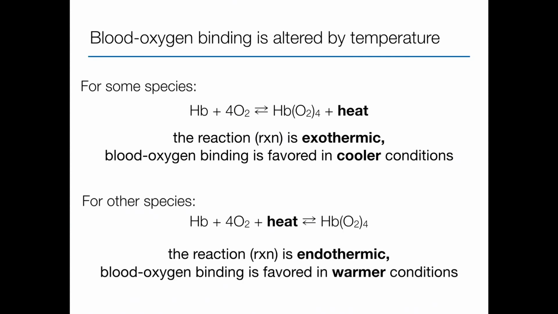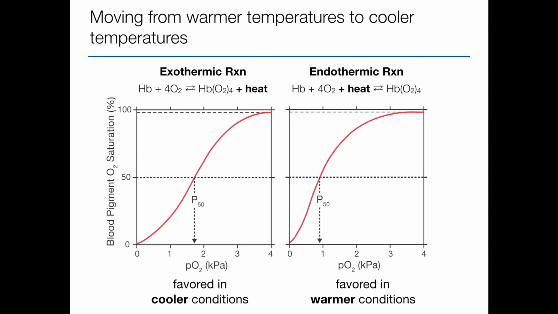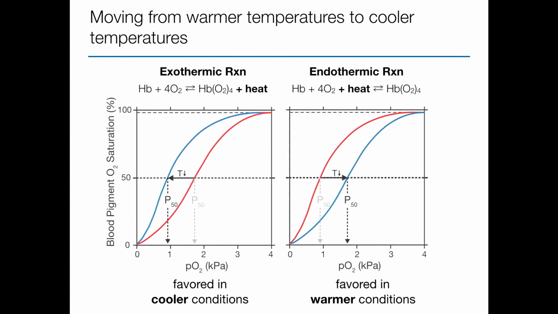For other species, the hemoglobin combines with oxygen, but heat needs to be absorbed as part of the process in order to bind oxygen with the hemoglobin. In this case, blood oxygen binding would be favored under warmer conditions. To show that in pictorial form, this is the animal in a warmer temperature, swimming to cooler temperatures, and there's a shift in the P50 as they move around. So as animals swim in the ocean, their hypoxia tolerances could be affected as they move to different temperature conditions.